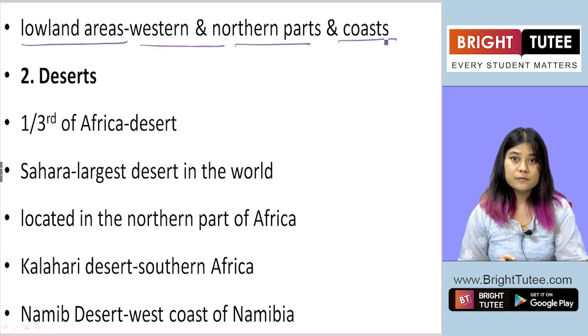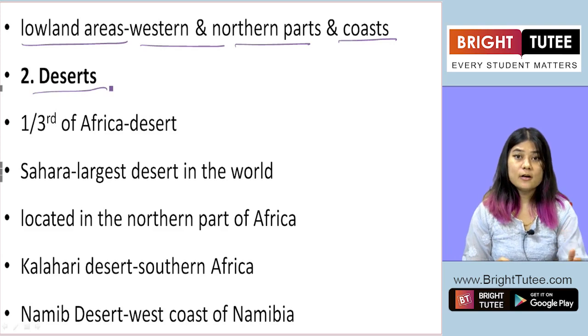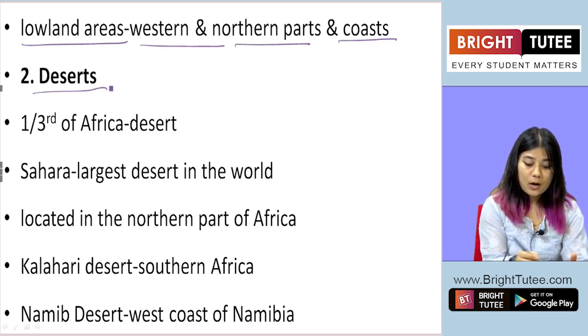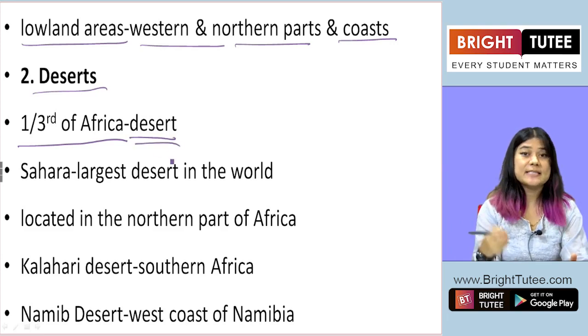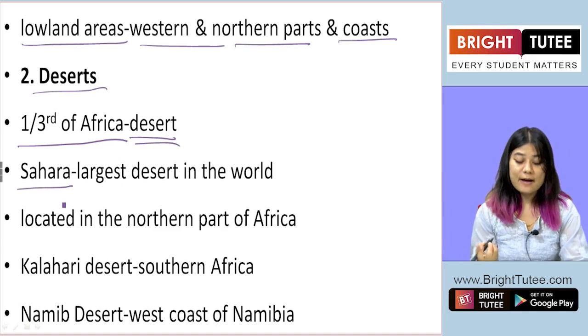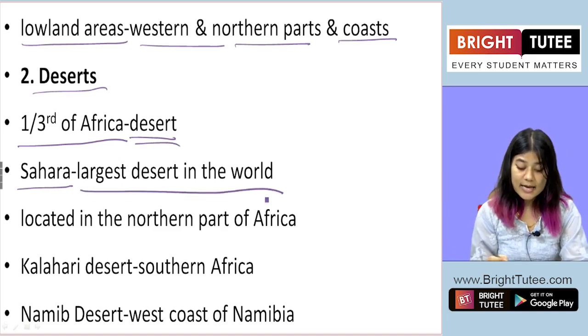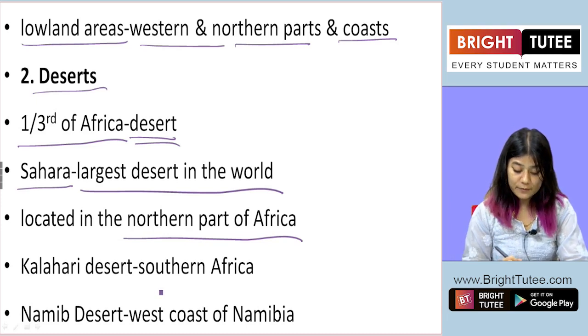The second physical feature is the desert. One third of the continent of Africa is basically desert. Sahara, which is located in Africa, is the largest desert in the world, and it is located in the northern part of the continent.